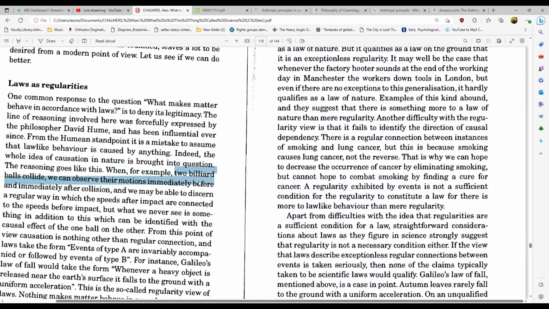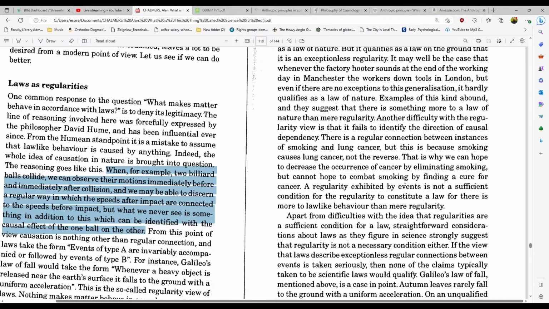And of course, we know the billiard ball example. Two billiard balls walk into a bar. No, two billiard balls collide. We can observe their motions immediately before and immediately after the collision. So we have temporal sequence. And we may be able to discern a regular way. So here we have regularity, which is the title of the section. We may even have a way of determining a regular way in which the speeds after the impact are connected to the speeds before the impact.